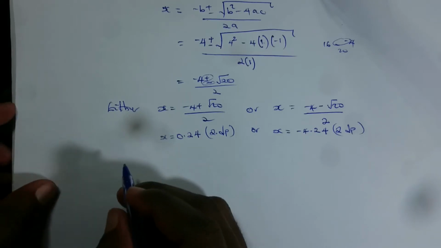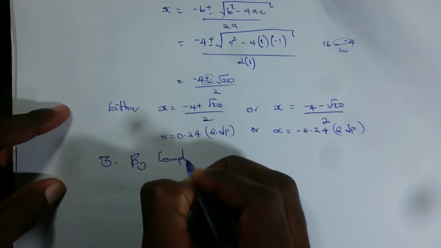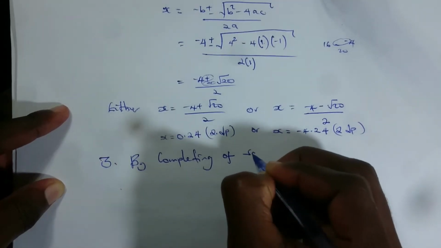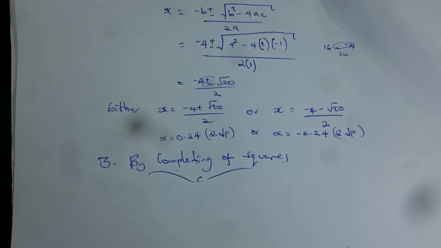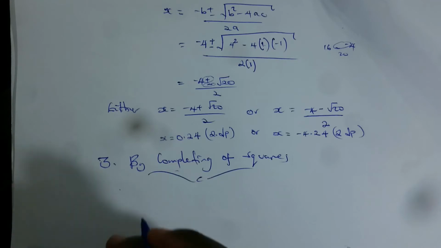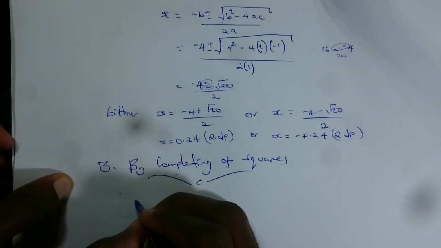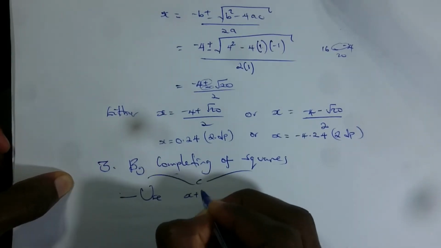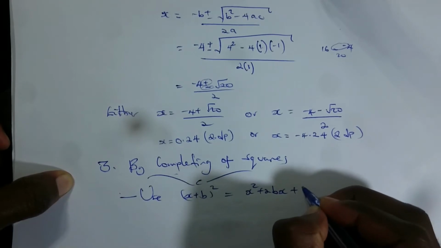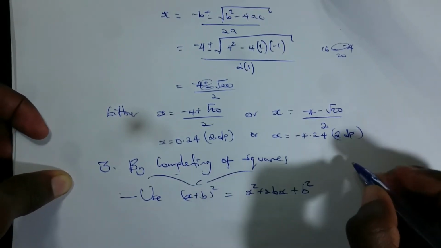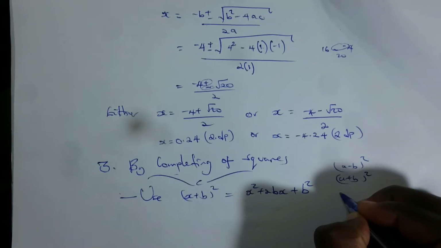So now let's go to the third method, by completing squares. In this method, our basic thing here is comparing. We're going to use the expansion we looked at under the three quadratic identities, and for this case we are specifically going to use x plus b all squared being given by x squared plus 2bx plus b squared. If you remember, under the three quadratic identities, we had this, and we had that.